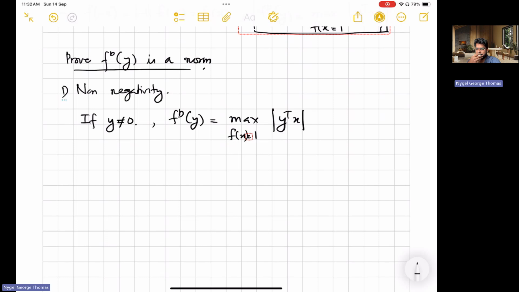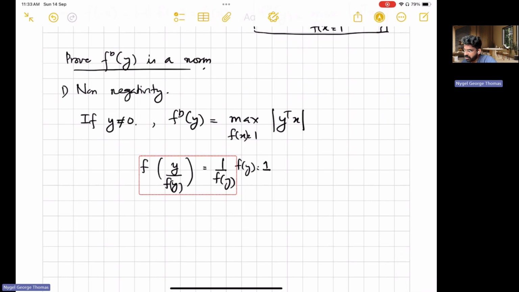Now, let's take one of the cases here. If we have y by f of y, it satisfies this condition. If you put in y by f of y, this is 1 by f of y times f of y, which is equal to 1. So this is one of the cases of x which satisfies this condition. So y by f of y is a normalized form of a vector, and this vector satisfies this condition.